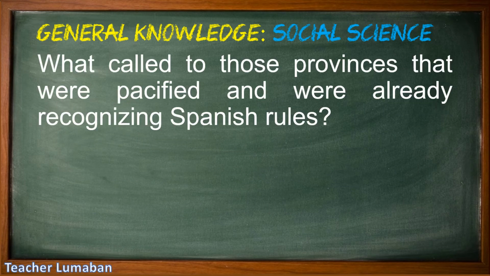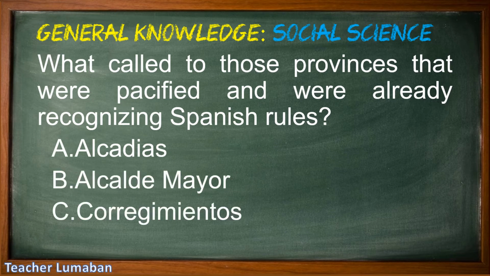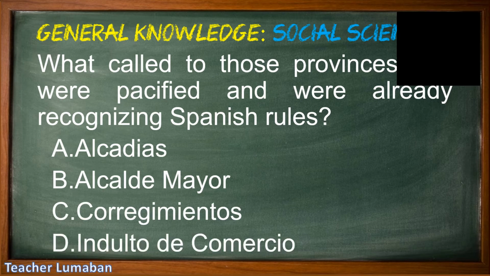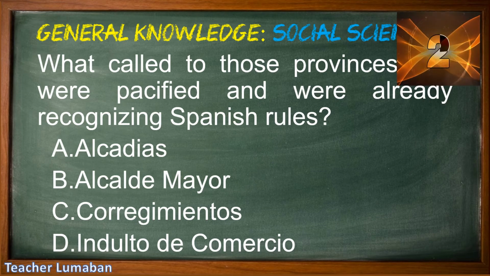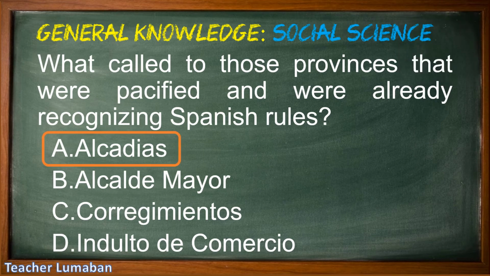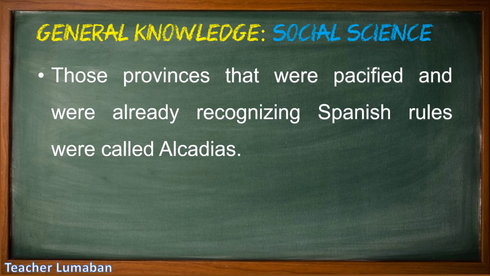What called to those provinces that were pacified and were already recognizing Spanish rules? Letter A, alcaldías. Letter B, alcalde mayor. Letter C, corregimientos. Letter D, indulto de comercio. Please choose the suitable answer to the following choices in 5 seconds. 5, 4, 3, 2, 1. The correct answer is letter A. Alcaldías. Those provinces that were pacified and were already recognizing Spanish rules were called alcaldías.